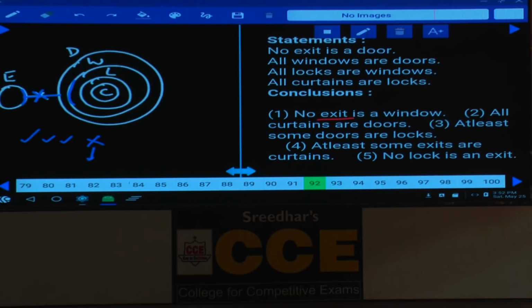Hence, as it is false once, to make this one 100% false, now we have to take this one as a possibility. That means some exit are curtain. Now tell me, is it possible to draw exit like this? No. If you draw exit like this, no exit is a door will be false. Hence it cannot be true even once, hence it is 100% false. Done? Hence whenever there is an affirmative conclusion, take that affirmative as a possibility. Clear? And no lock is an exit is also true. Hence what is your answer finally? Choice 4 is the answer. And this is about 92.